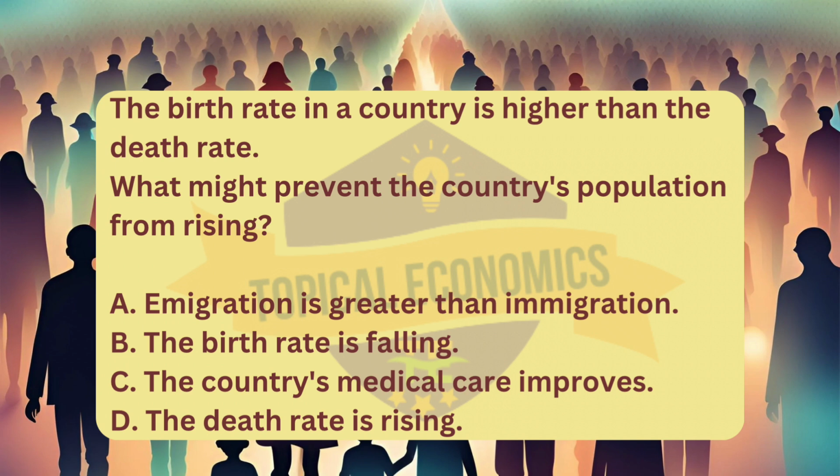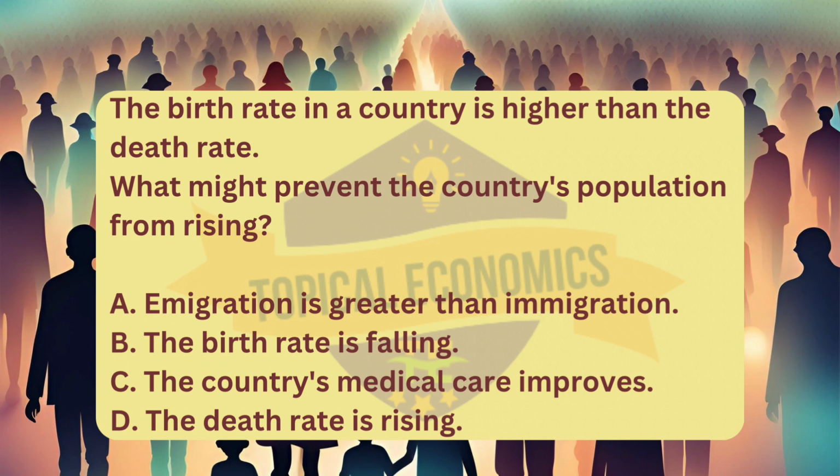The correct answer for this question is option A: emigration is greater than immigration. Even if the birth rate is higher than the death rate, emigration being greater than immigration could prevent the population from rising. Emigration involves people leaving the country, and if more people are leaving than are entering, it can offset the natural population growth from the higher birth rate. This would result in a stable or even declining population, despite a higher birth rate.